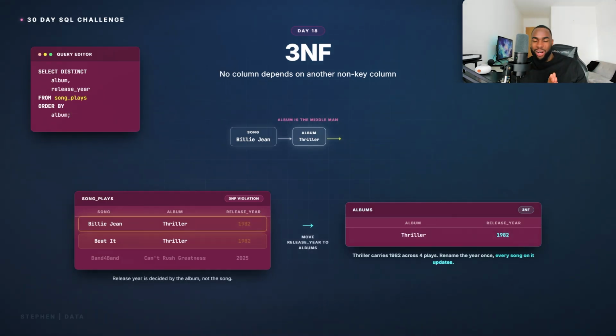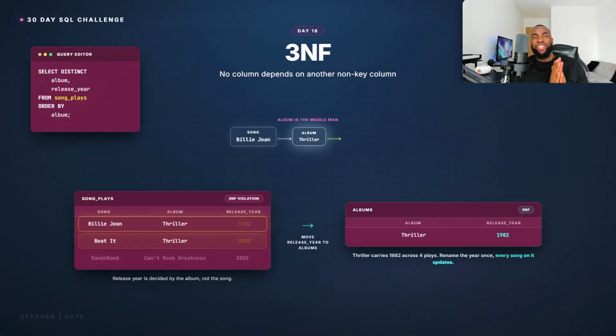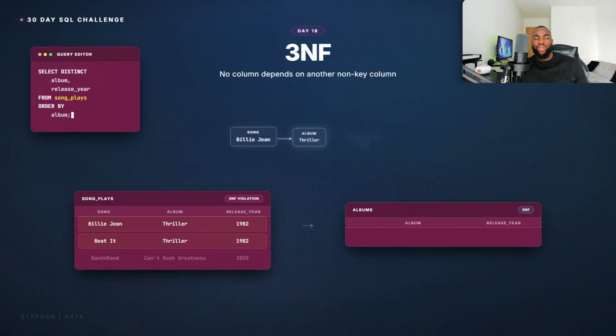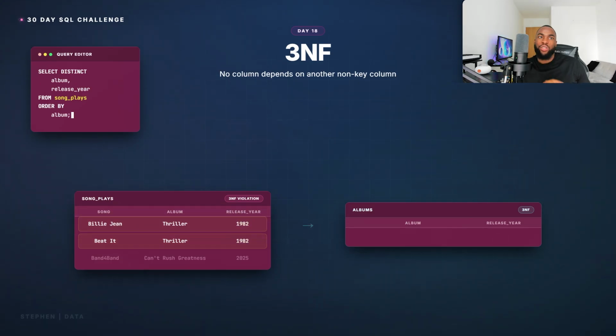So if we take Thriller, right? So Thriller came out in 1982. Okay, so Billie Jean says 1982. Beat It says 1982. So every single track on Thriller says 1982. So the year doesn't change when the song changes. Okay, it's going to remain the same no matter what. It's only going to change when the album itself changes. So if we switch the albums, then the release year is going to change. If we switch the songs, probably not.